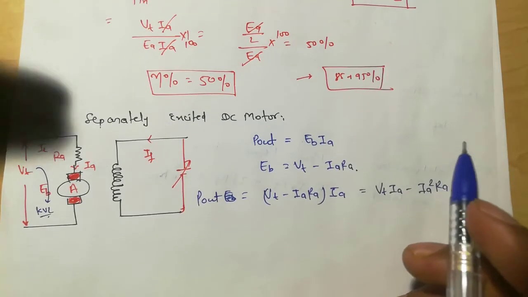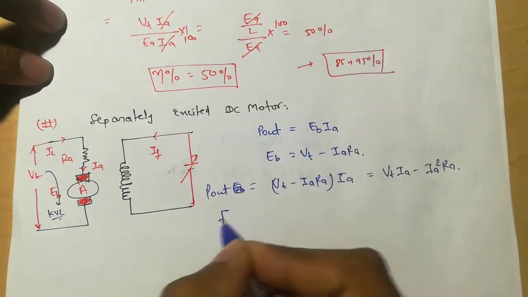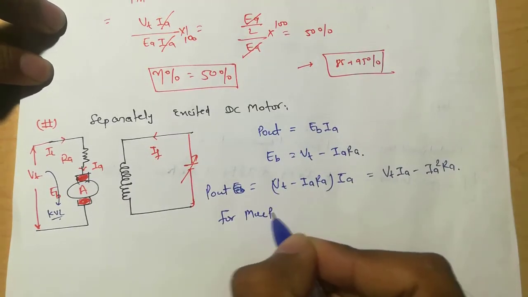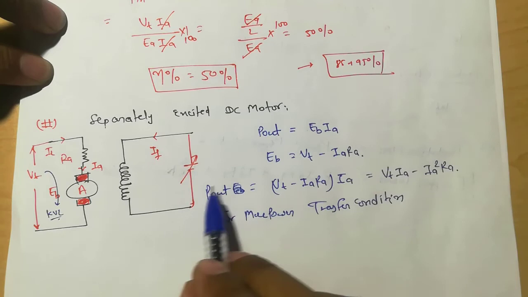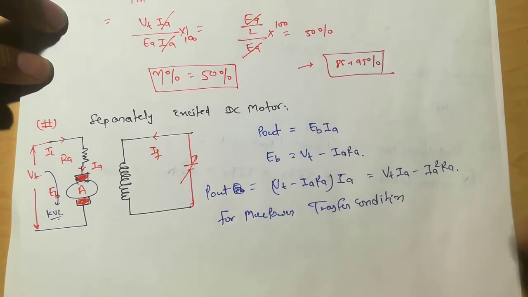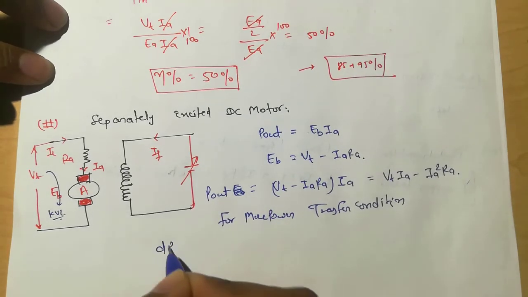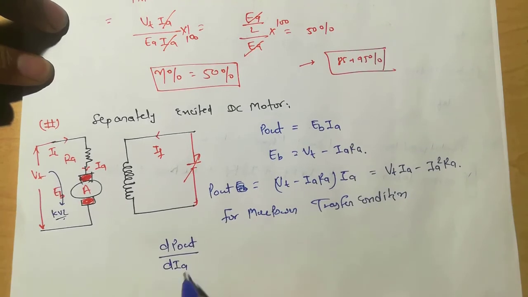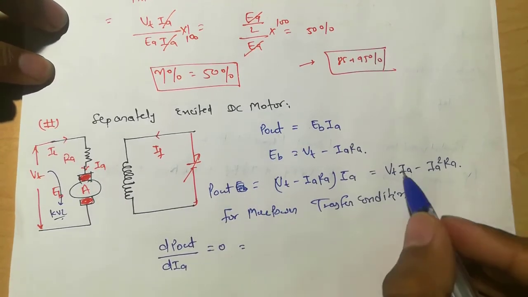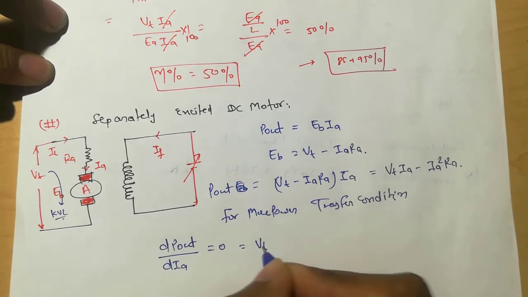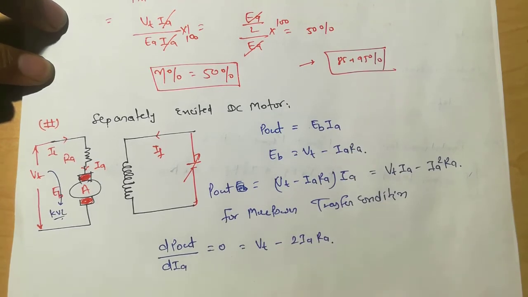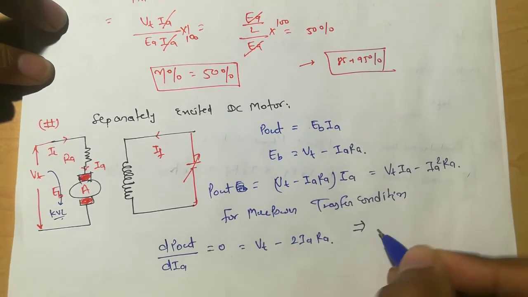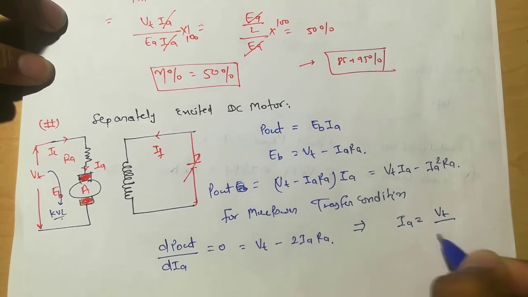Okay, now for the maximum power transfer condition, we will differentiate this equation with respect to armature current, because armature current is our variable. So we differentiate dP output with respect to armature current and equate it to 0. Then we get the differentiation of VT IA as VT, minus the differentiation of IA square, which is 2 IA RA. From here we get the value of IA as VT upon 2RA.